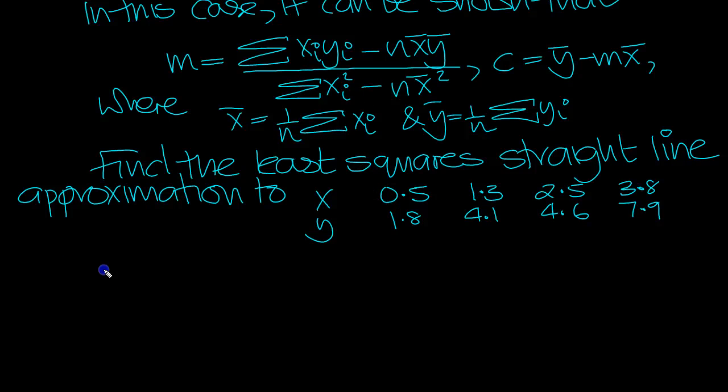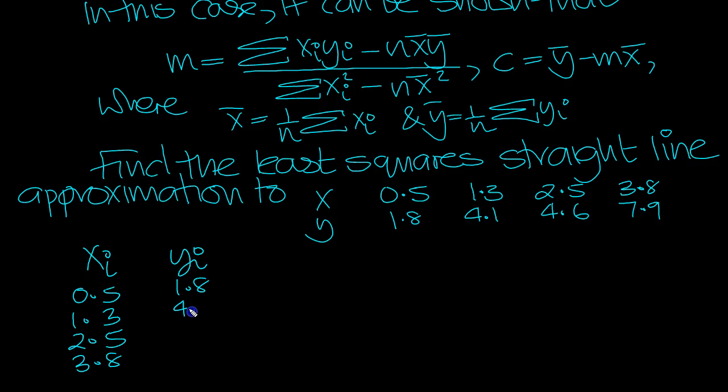Let's do a table. So here's the xi's. 0.5, 1.3, 2.5 and 3.8. Here's the yi's. 1.8, 4.1, 4.6 and 7.9. And then we need, what do we need in our formulas?